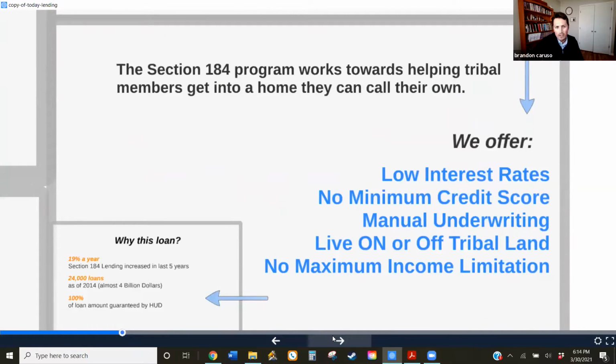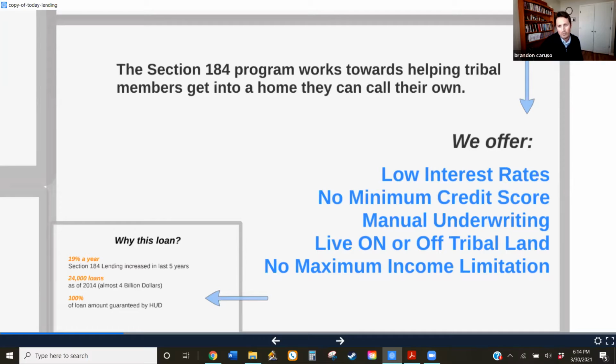Okay, so the 184 works towards helping tribal members get into a home that they can call their own. We'll get into some benefits in a second, but basically what you're typically looking for is a low interest rate, and what comes with this program is no minimum credit score. Now that doesn't mean credit doesn't matter, because credit history definitely matters. However, the program is structured in a way that the risk assessment is not so much on credit score, but on credit history. So if you're a student and you haven't established credit history, maybe you don't even have a credit score, it's not going to be held against you. You can still apply and get into a home through this program with no credit score.